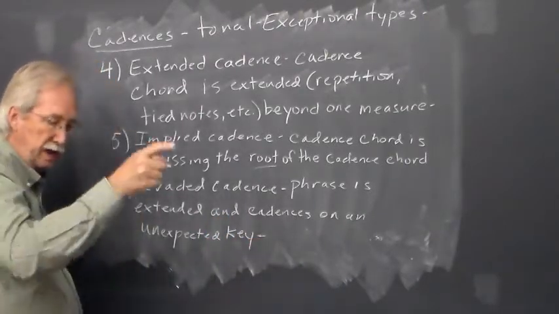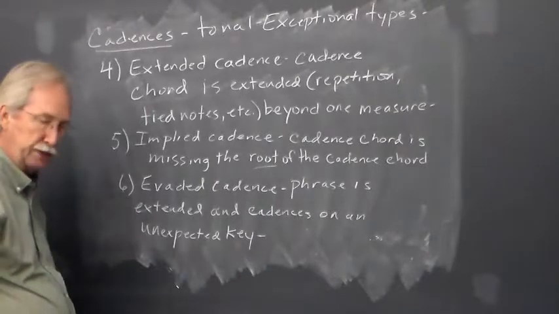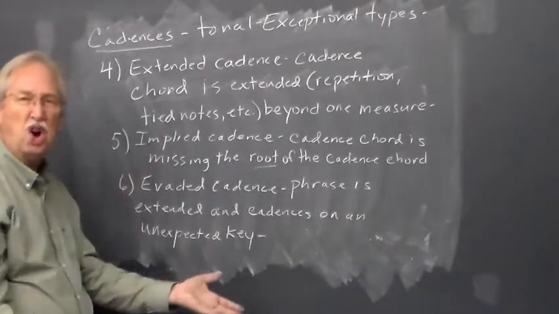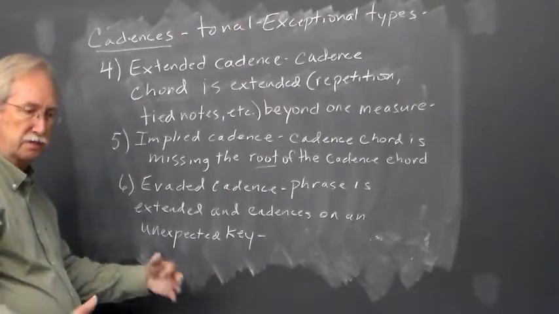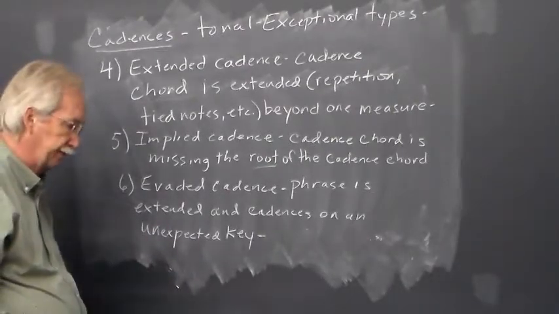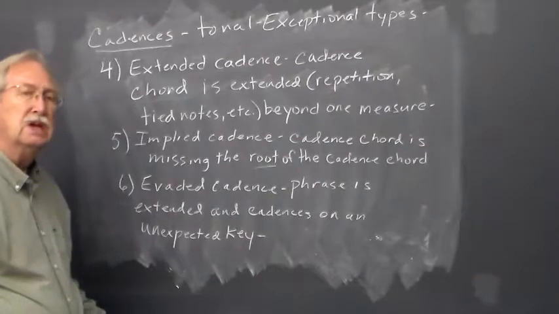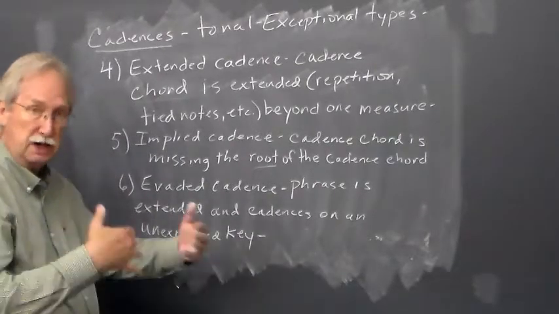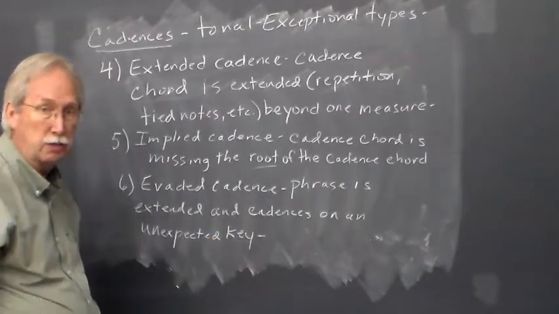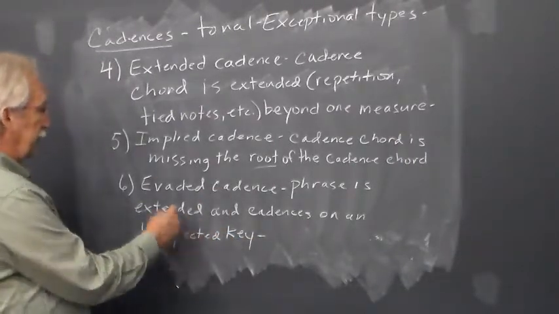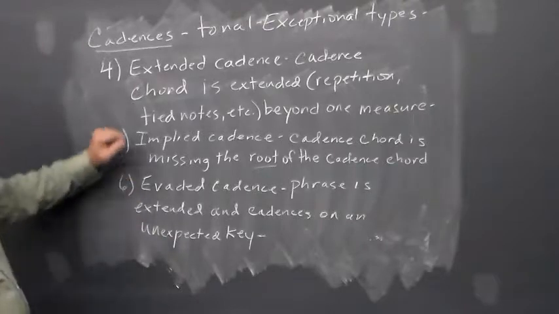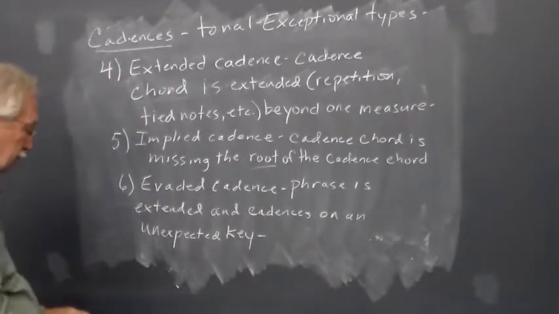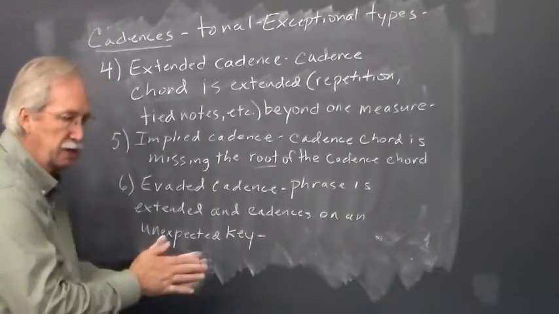So you see a little example from the first Beethoven piano sonata in the trio section at the end of that first part, and it begins in the key of F major, but then in the last two measures, instead of cadencing on F major, it modulates and cadences on C major, on the dominant, and that's an example of an evaded cadence. So I'll ask you to be able to define these 6 different types of exceptional cadences.